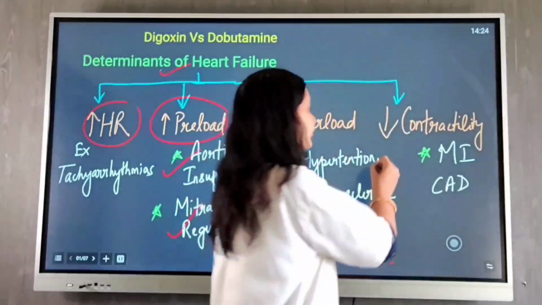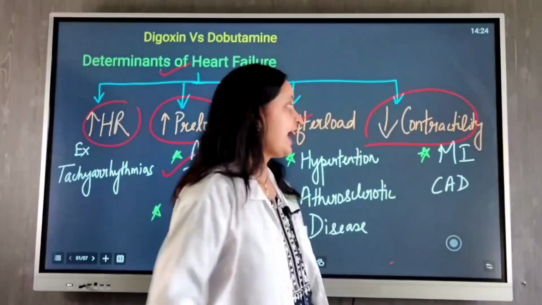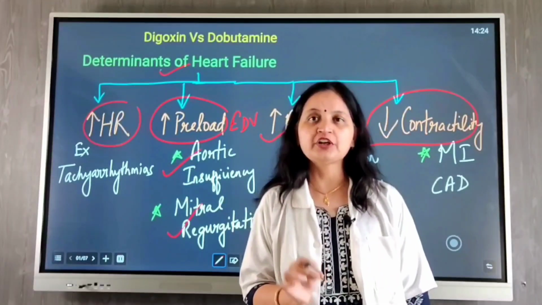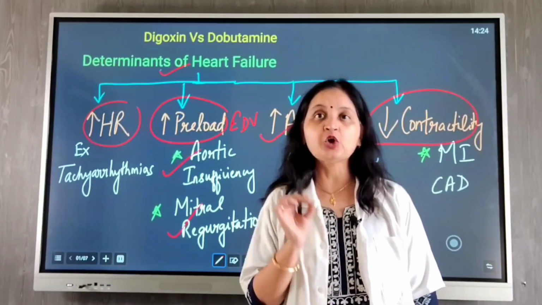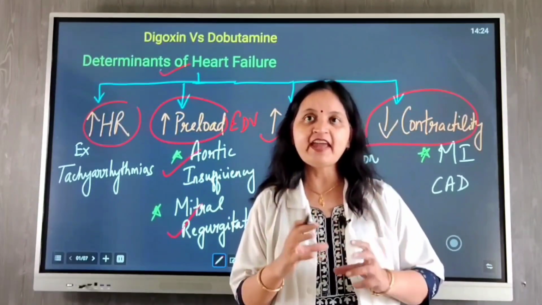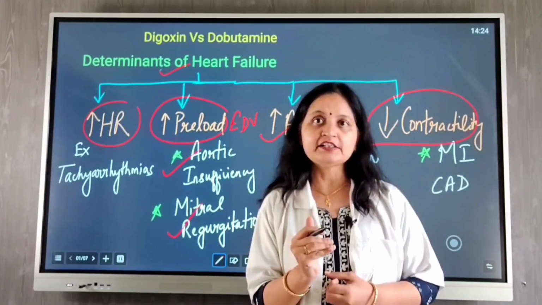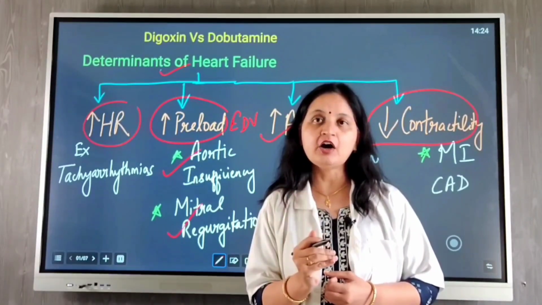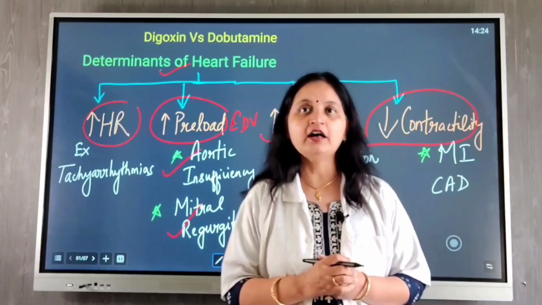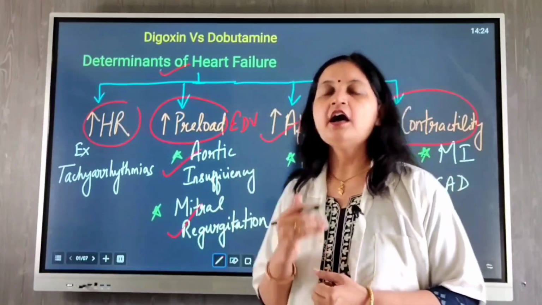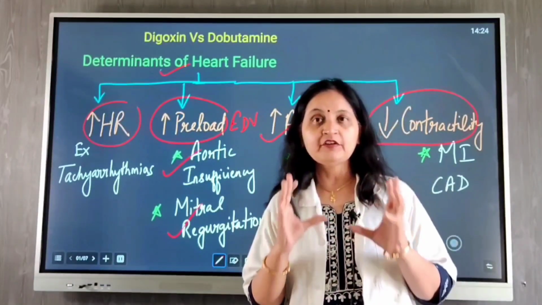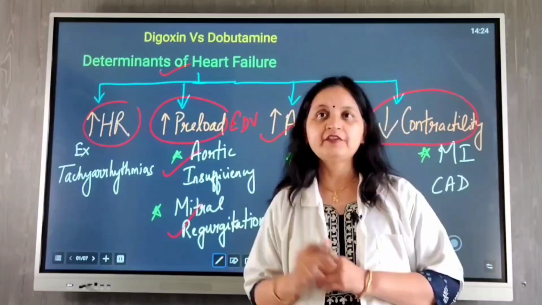Lastly, decreased contractility of the heart. This happens in myocardial infarction, coronary artery disease, cardiomyopathy when there is a defect in the cardiac myocyte, and this can decrease the contractility of the heart, decreasing the cardiac output, leading to a failing heart, leading to pump failure and heart failure. So these are some of the factors that lead to heart failure.